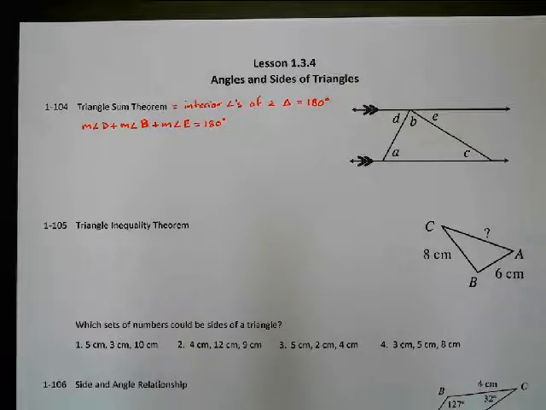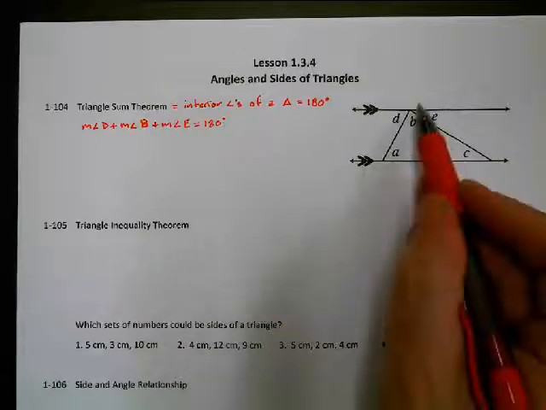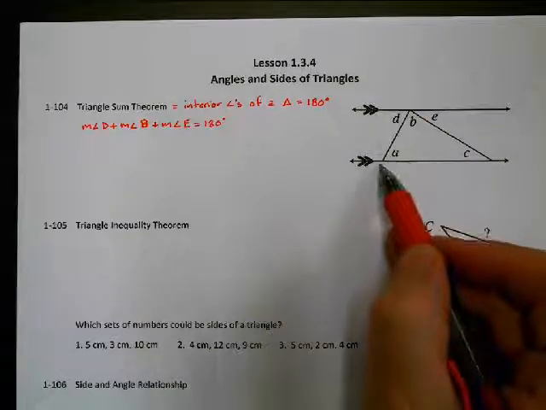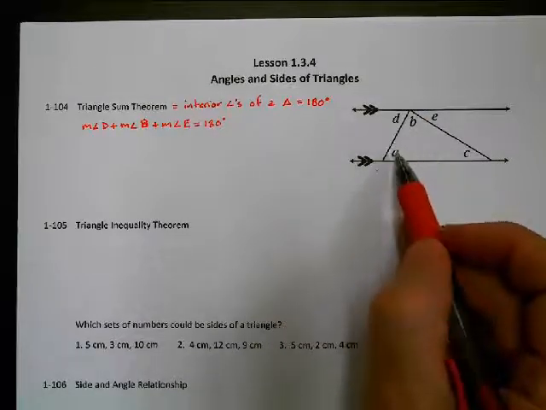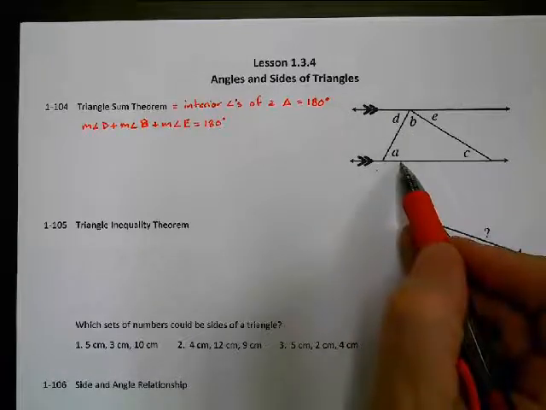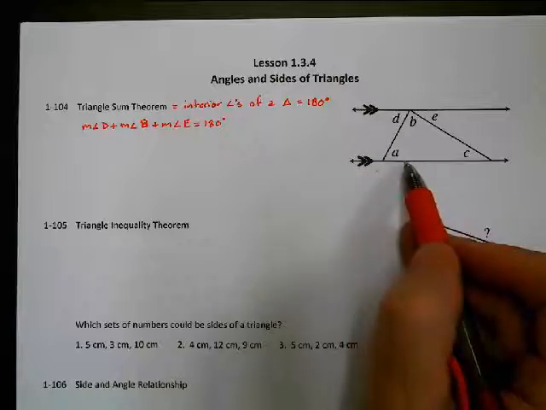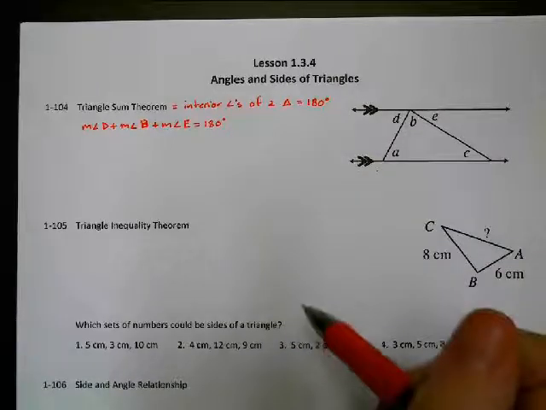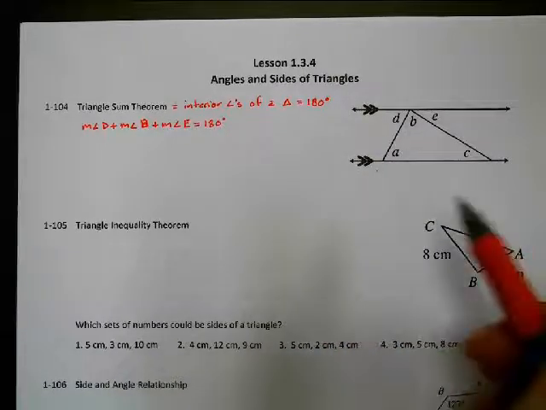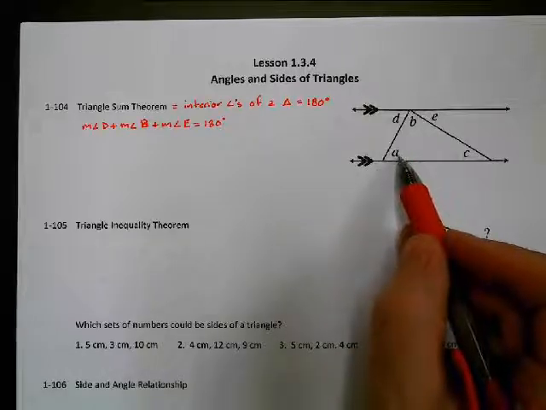What else do I know? Well, I've got two parallel lines, and I've got a transversal right here. And angle D and angle A, from the last lesson, are alternate interior angles. They're both on the interior, they're on different sides of the transversal, and they're touching different parallel lines. So we learned on the last lesson that those two angles are congruent to each other because alternate interior angles are congruent.